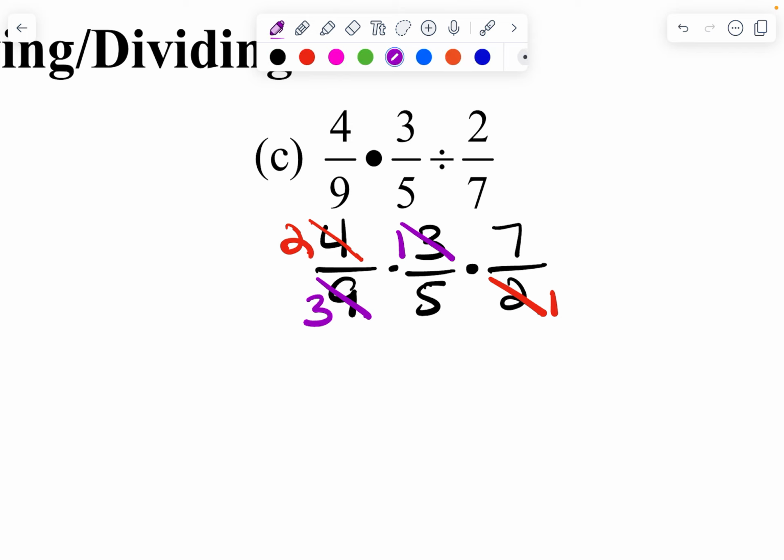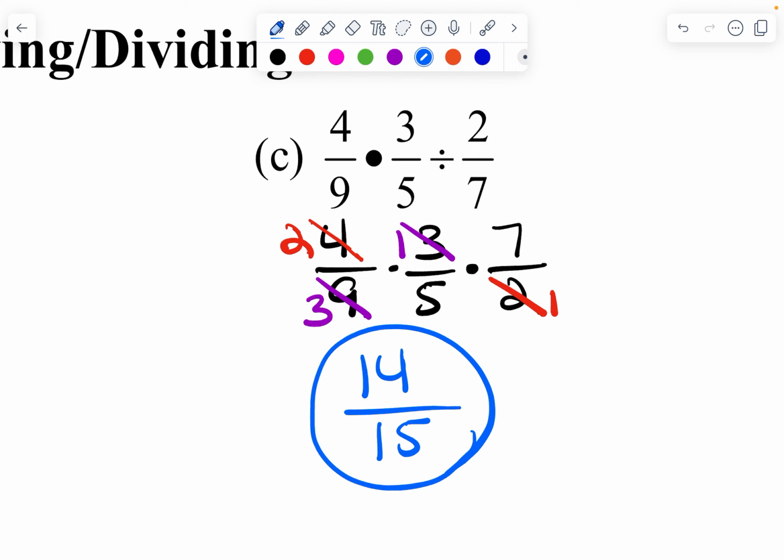So what I do at this point is multiply across the numerator and then multiply across the denominator. So across the numerator, I have 2 times 1 times 7, so that's going to be 14. Across the denominator, I have 3 times 5 times 1. That is going to be 15. So 14 over 15, and that one is now done.